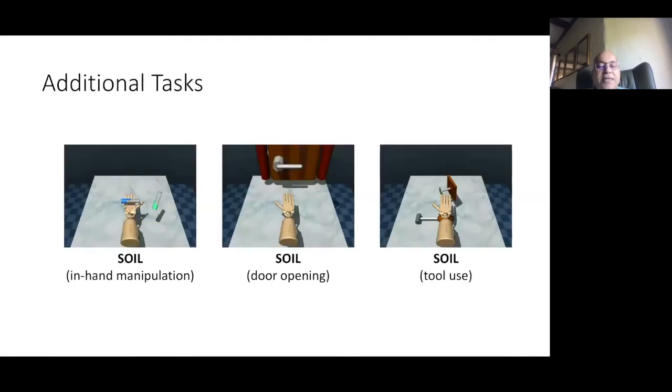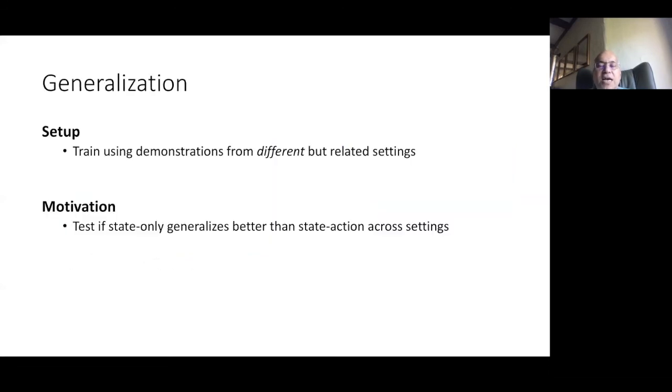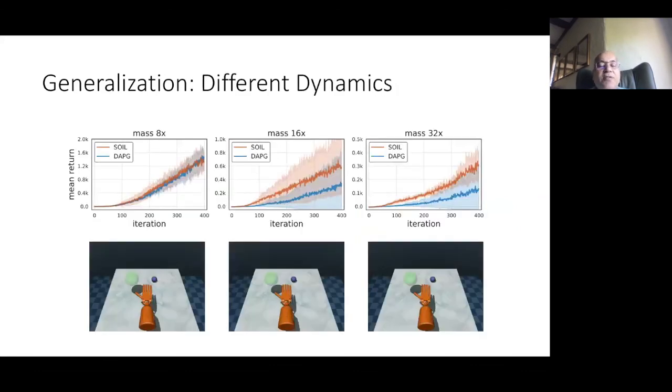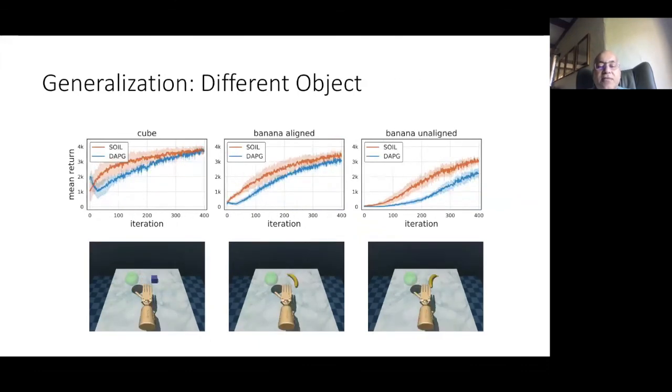And there are some other findings. These are just demos of the tasks. It generalizes to different kinds of morphologies, like 4-finger hand versus 5-finger hand, as well as some changes in the dynamics. So you change the mass of the objects, and does it still work? And I think you trained on picking up cubes, and now you have to move bananas, so things like that.